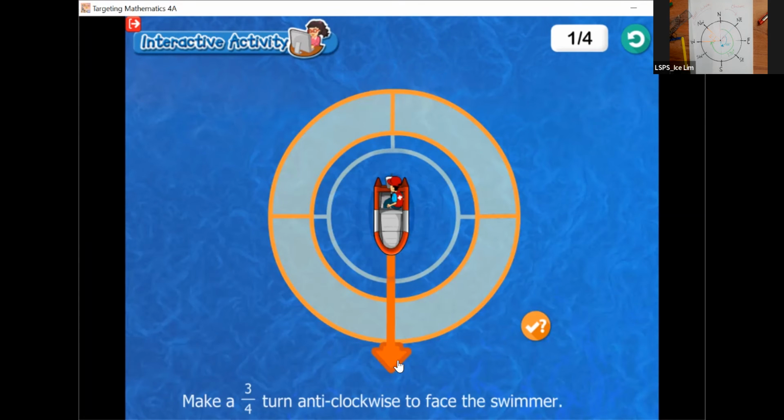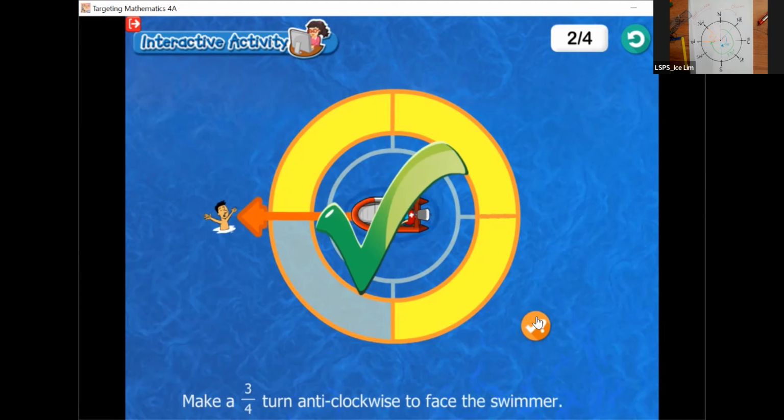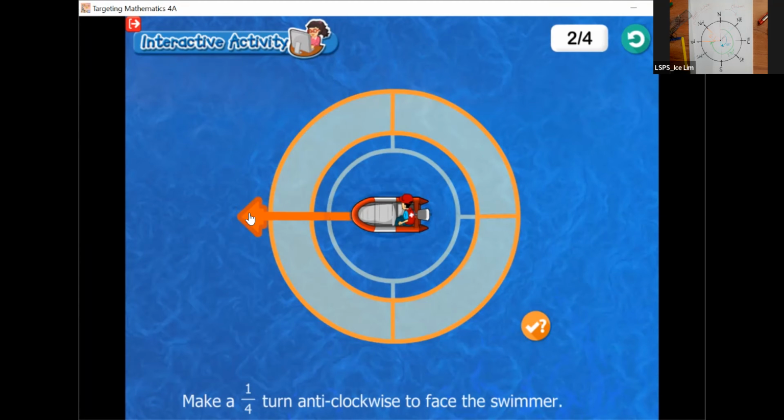Oh, okay, wait. Anti-clockwise. 1, 2, 3/4. Is this correct? Oh, correct. Okay. 1/4 turn anti-clockwise. Like this?